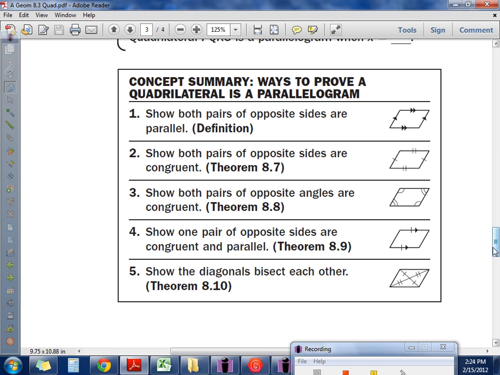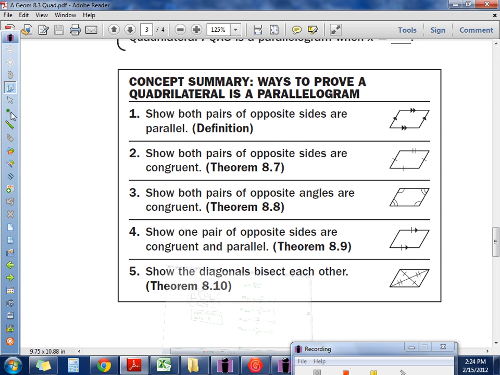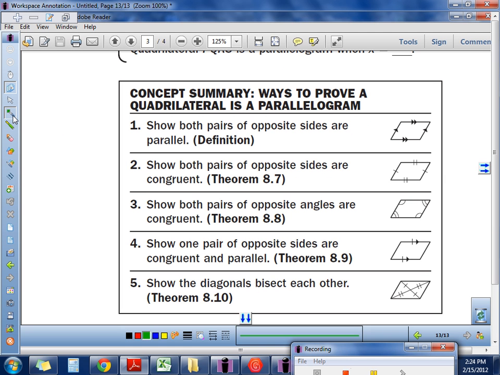So underline these key words with me. The first one is show both pairs of opposite sides are parallel. So the key thing, opposite sides are parallel. And it's noted here. Arrows mean that the opposite sides would be parallel to each other.